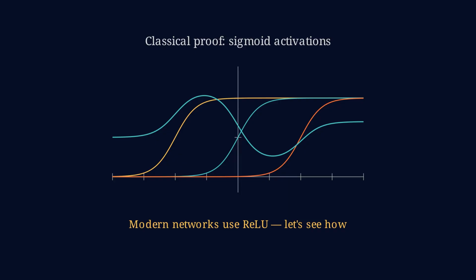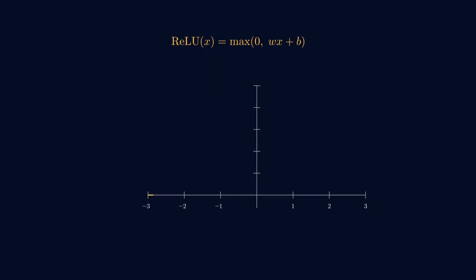But modern networks use ReLU. Let's see how ReLU works. ReLU is max of 0 and a linear function, max of 0 and w times x plus b. Graphically, it's a hinge. Flat at 0 for x less than minus b over w, then a line with slope w. Each ReLU unit is one hinge. On its own, it's not very expressive. But combine multiple ReLU units, and something interesting happens.